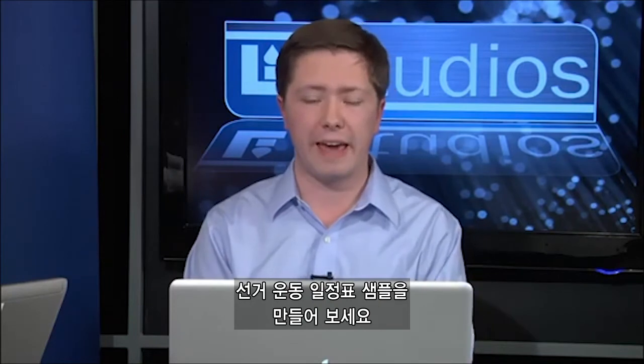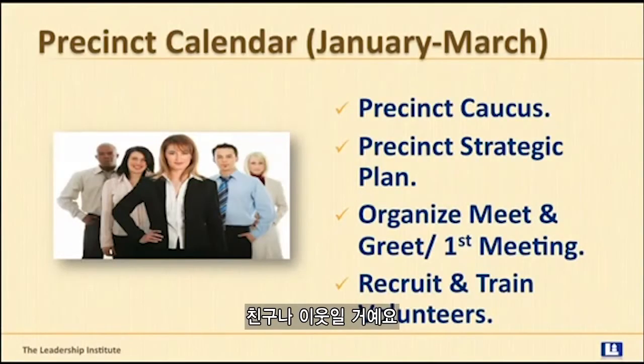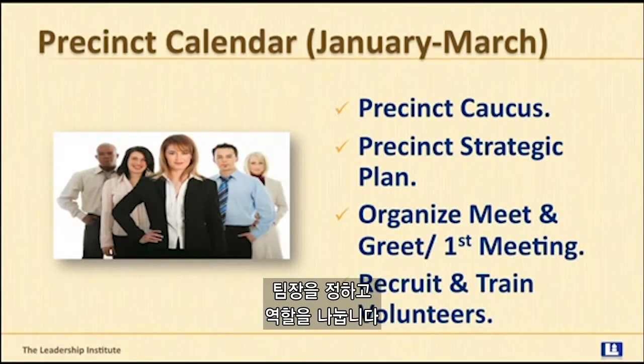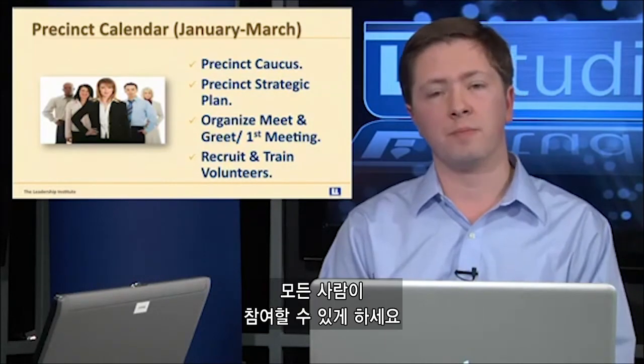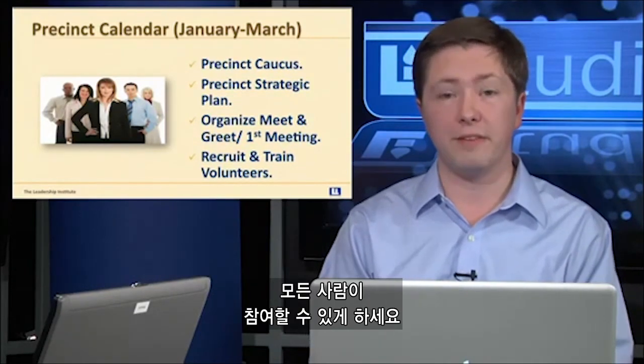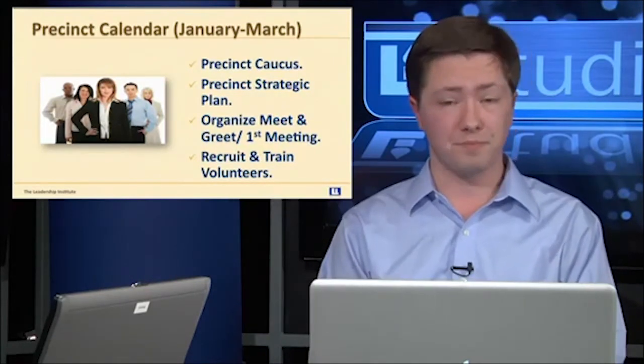So your sample precinct calendar from January to March, if this is a November election, you want to have your precinct caucus. Maybe you get your friends and neighbors together who agree with you. You get them together and you identify who your leaders will be. You identify who will be responsible for various neighborhoods. You will divvy up the precinct to make sure everyone knows what their responsibilities are.